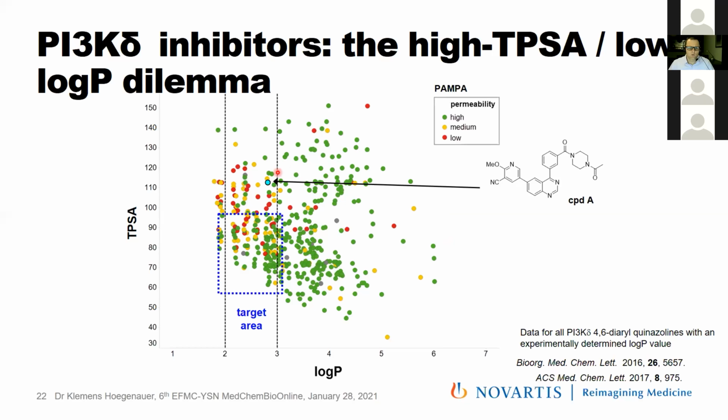So what we wanted to do is come from this value and move it back down into this target area there. But we knew already at that stage that the target space between 2 and 3 in terms of logP was a good one.